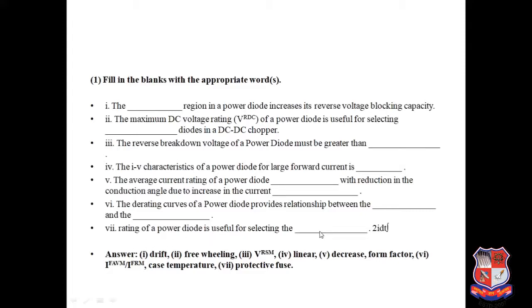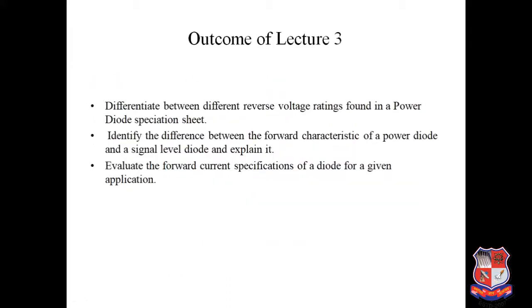So this is nothing but the outcome of the third lecture. We went through the detailed ratings related to the voltage under reverse bias connection, the current ratings related to the forward current, and some evaluation of specific diodes, and which parameters are given by the manufacturer when we talk about power diodes.